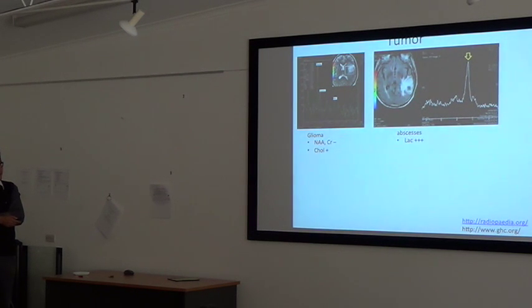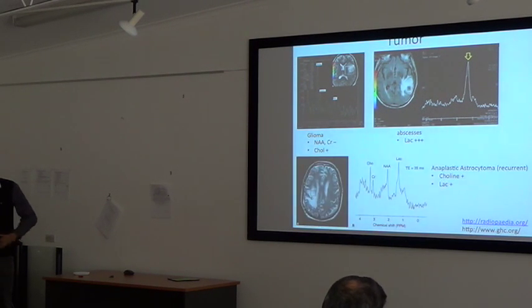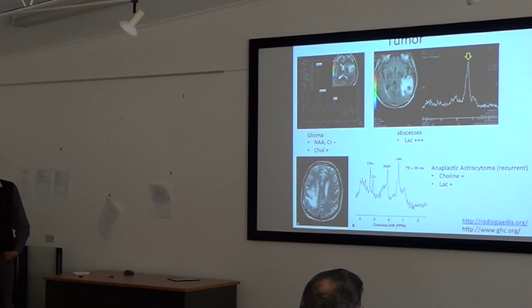And for the abscesses, we don't have this. There's no choline, but there's a big lactate, which indicates necrosis. And the second big use is that MRS can help to distinguish between radiation necrosis and tumor recurrence. So this is a patient with a history of anaplastic astrocytoma treated with surgery and radiation. The increase of choline indicates that it's actually tumor recurrence.